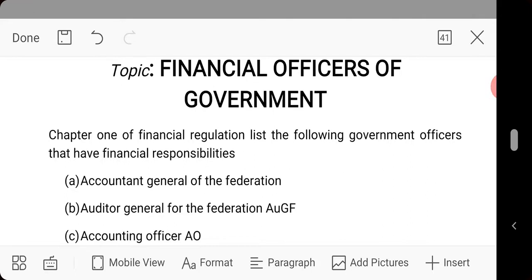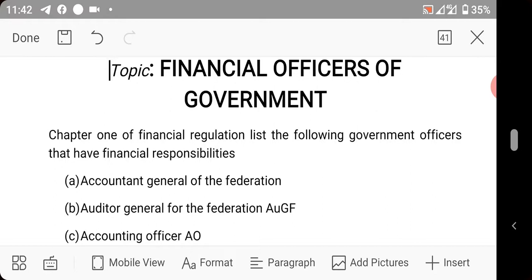Today we are going to be looking at finance officers of government, that is, those officers in the public sector that are responsible for the financials of the government, be it at the federal, state, or local government, or at the MDA levels. I did tell you in previous class that MDA means Ministry, Department, and Agency. It is actually an acronym for that. So be mindful of it.